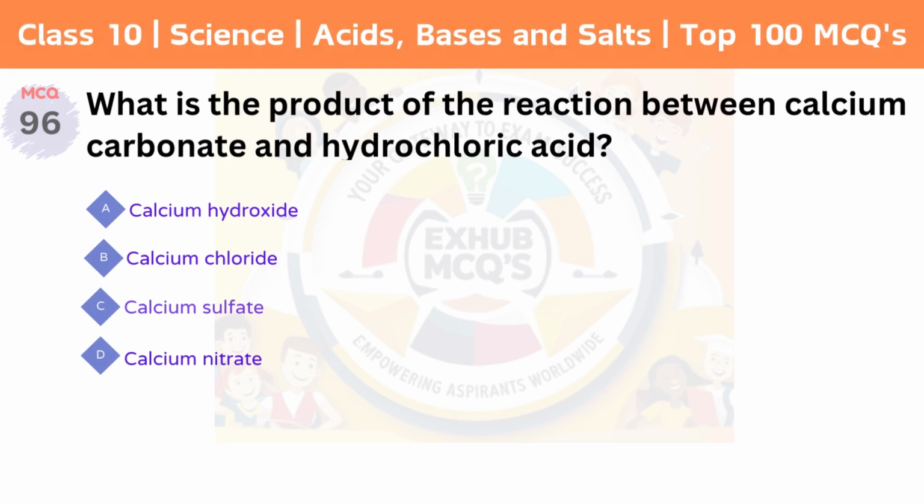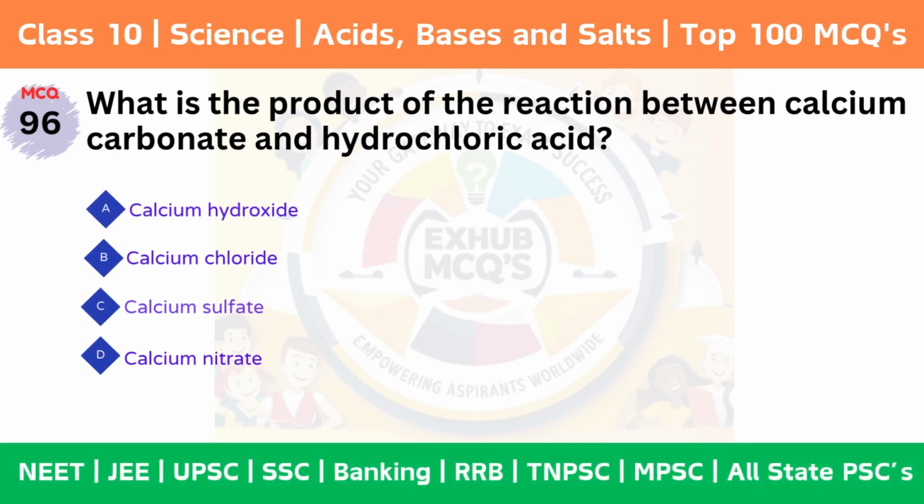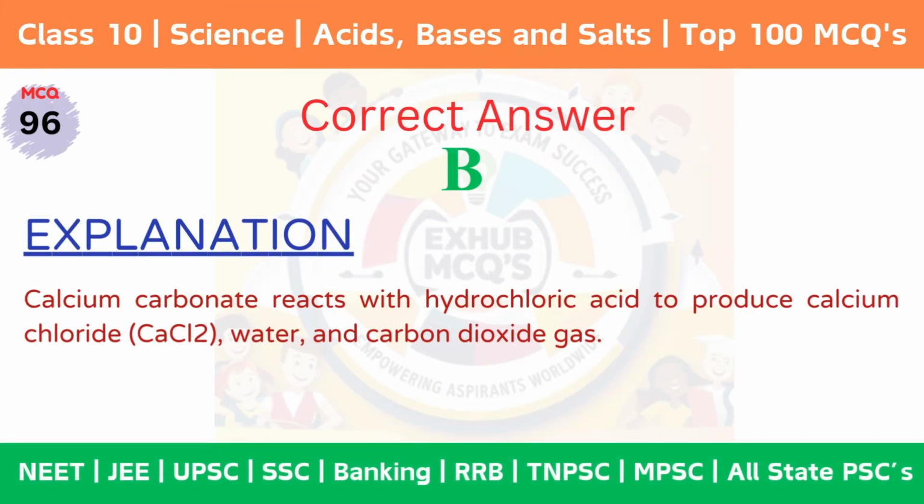MCQ 96. What is the product of the reaction between calcium carbonate and hydrochloric acid? Option A, calcium hydroxide. Option B, calcium chloride. Option C, calcium sulfate. Option D, calcium nitrate. The correct answer is option B, calcium chloride.